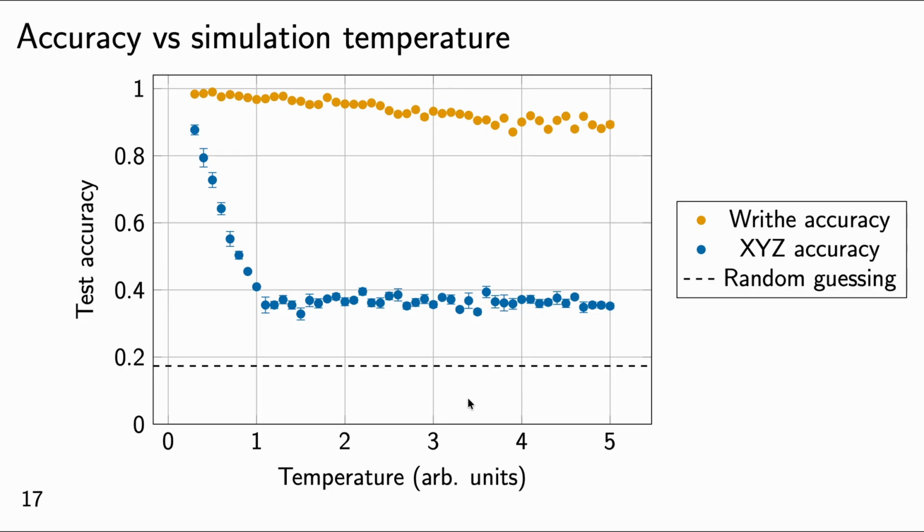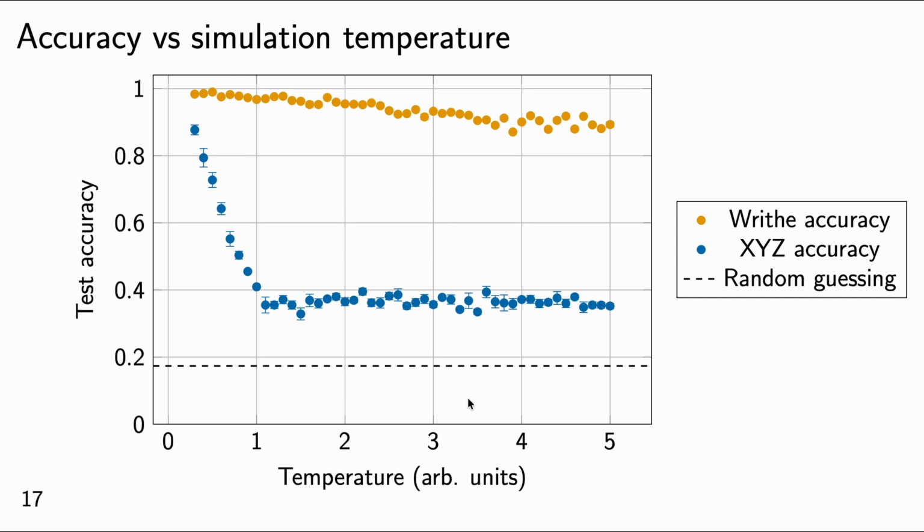XYZ is terrible the whole time. Of course, you'll notice it shoots up at low temperature. That's just telling you that when the links don't move very far from their initial configurations, then the XYZ is indeed able to categorize them because basically all the elements in the training data are the same. And so this is a little bit surprising.